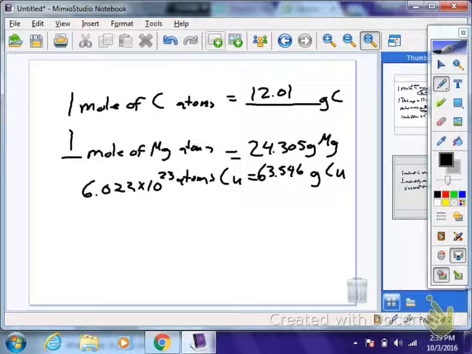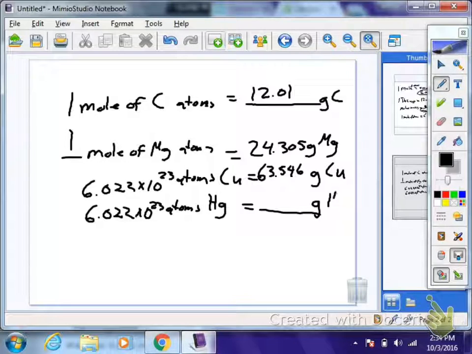One last one. Okay? Let's go ahead and do this one. What if I have 6.022 times 10 to the 23rd atoms of mercury? How many grams of mercury do I have?